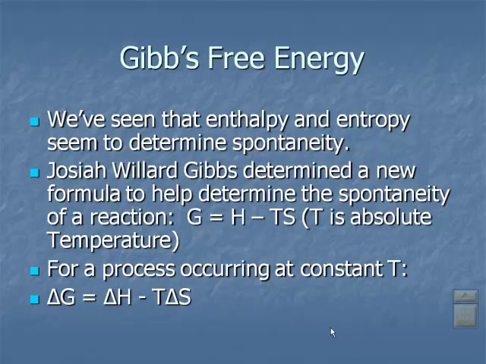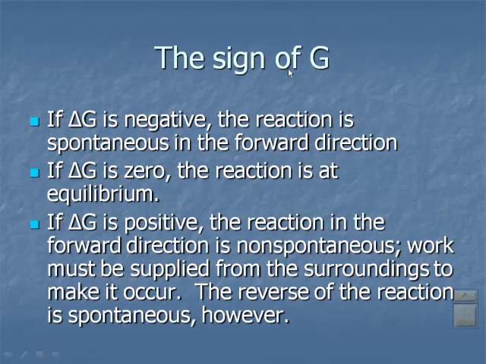But then there's this guy, Josiah Willard Gibbs. He determined a new formula to help determine whether or not a reaction is spontaneous. So what if, for example, you have an endothermic reaction, but your products are less orderly than your reactants? That gets kind of tough, right, to determine the spontaneity. So he took everything into consideration. Guys, this is the end-all equation of thermodynamics.